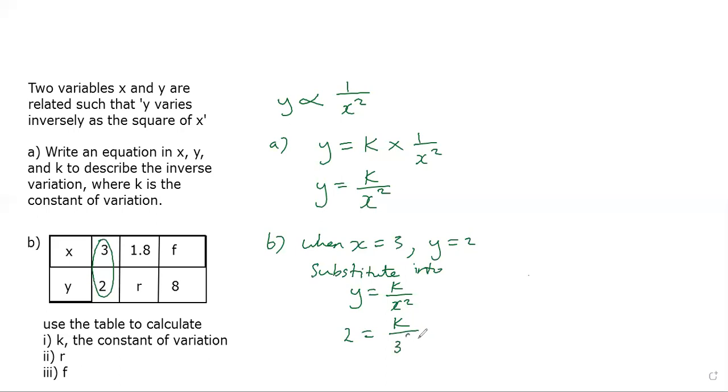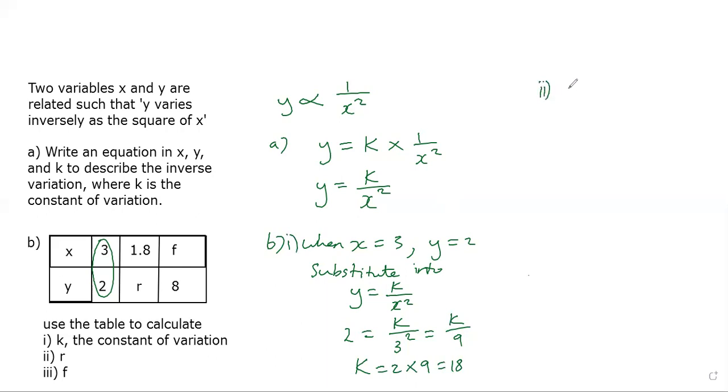So we have 2 equals k over 3 squared, which is equal to k over 9, because 3 squared equals 3 multiplied by 3, which is 9. So k is equal to 2 multiplied by 9, which is 18, when we solve this equation. So we have the value of k as 18. This was part 1. Let's go to part 2.